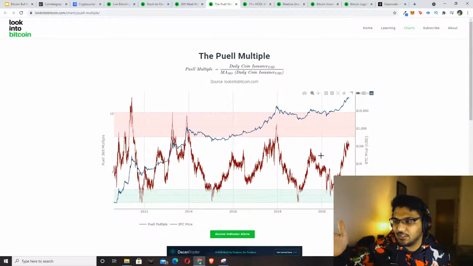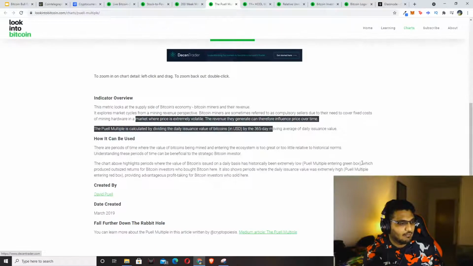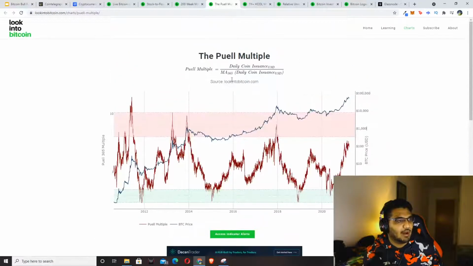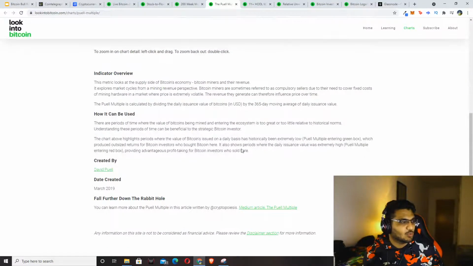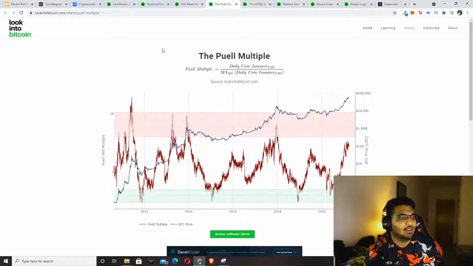Again, hit me a thumbs up or something in the chat to let me know you guys understand and are following, right? So yeah, this is the Puell Multiple, and it's just a nice way of being able to estimate, based on issuance, where we are in the market.